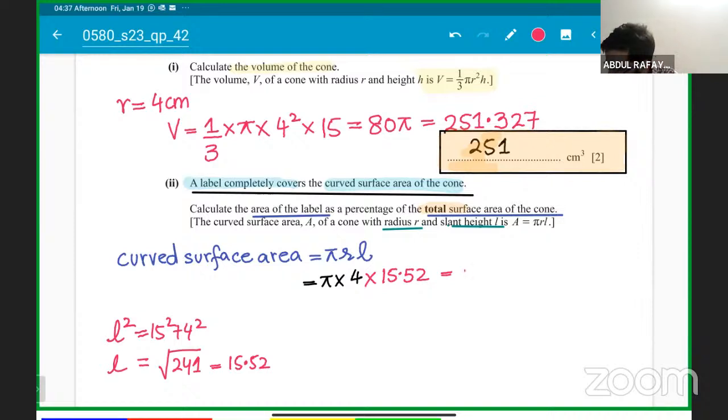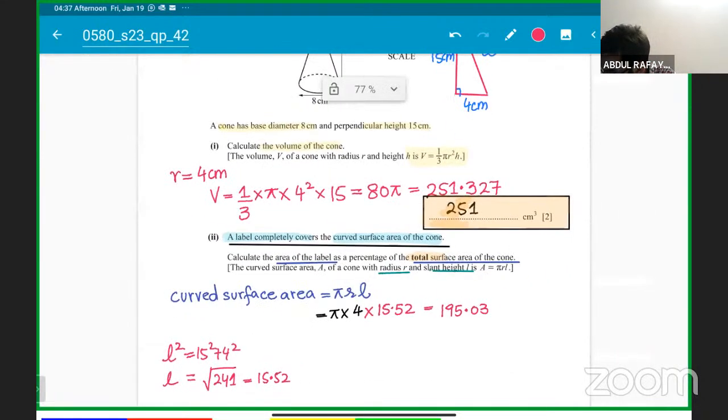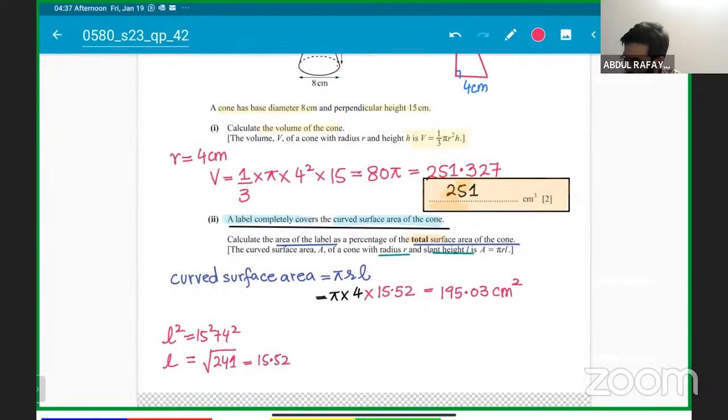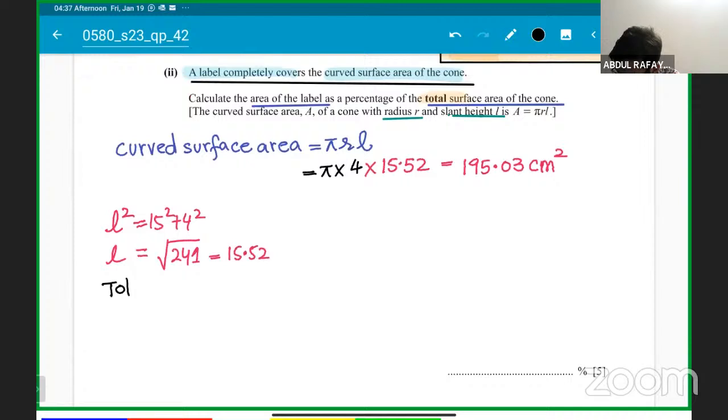So the curved surface area is coming 195.03. It's the surface area. So 195, what is it? Centimeter, right? So 195.03 centimeter square is the curved surface area of the cone, students. And then you will find out the total surface area of the cone. Okay, understanding?